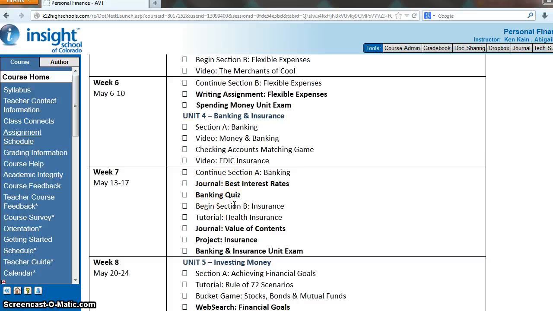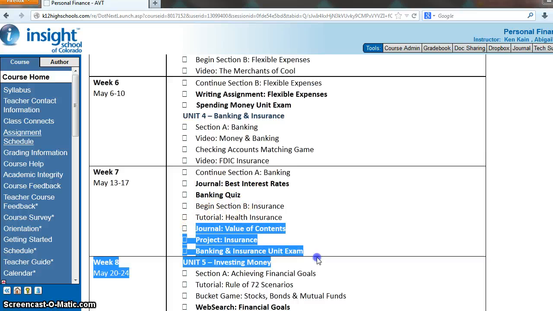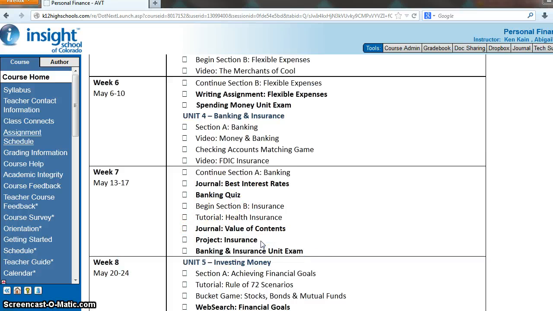That way you get them done and out of the way, and you only have these things to worry about next week, because this project insurance is a lot like the one that we did for credit, our project on credit cards and debt. So kind of another big assignment there. So again, you might want to try and get to at least this banking quiz by Friday of this week.